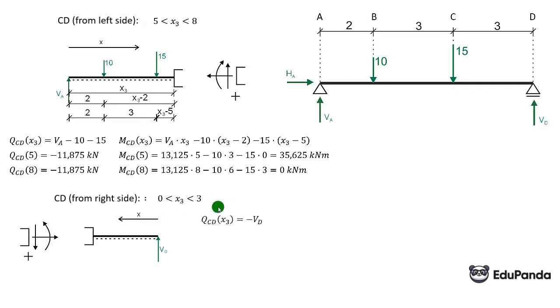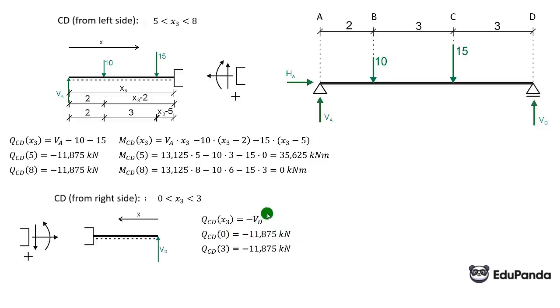So the shear force in the CD interval, now looking from the right side, is only, we see this force VD, well, and it is upward. So looking from the right side, it is a negative force, which means minus VD. And we substitute, it is not dependent on the variable x3, so it is a constant value. We substitute the ends of the intervals. So for 0 and for 3 meters, it is minus 11.875 kN, which is the value of reaction VD.